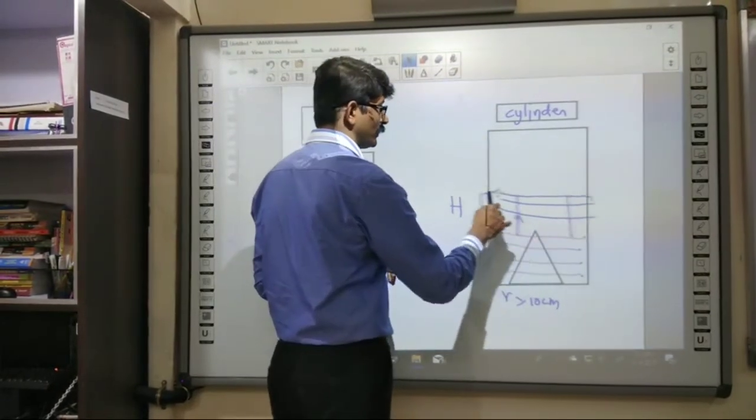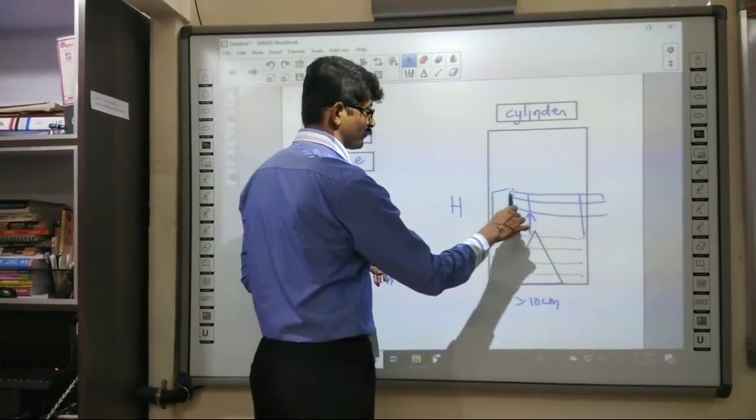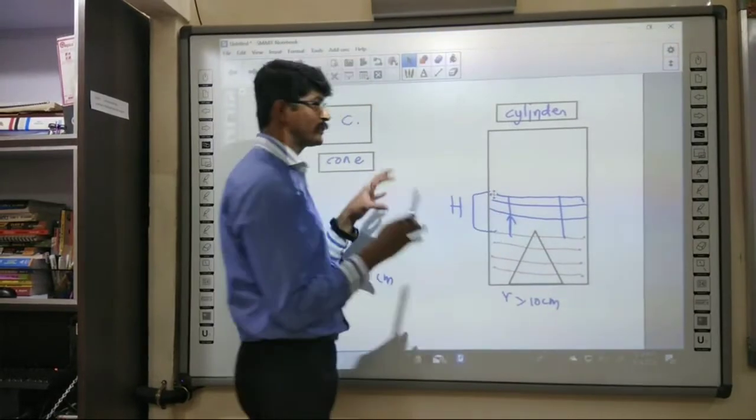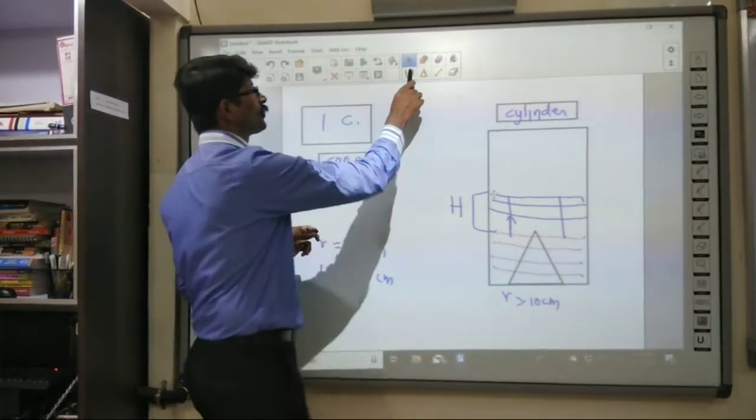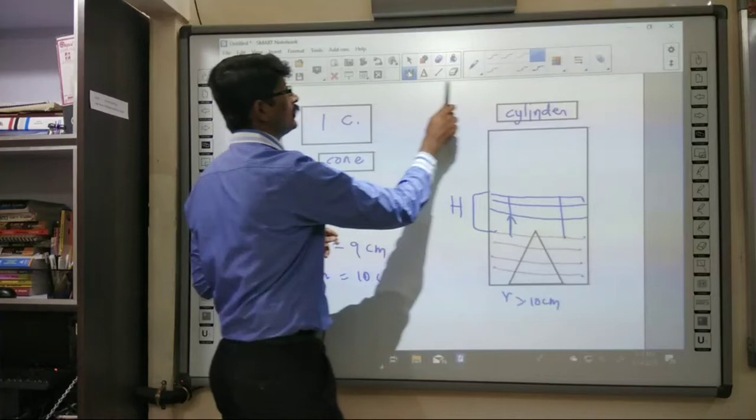Now where is this blue cylinder? This one. Could you see? See, I'm shaking it over here. See this blue cylinder. Why has this blue cylinder formed? So let's draw this blue cylinder.